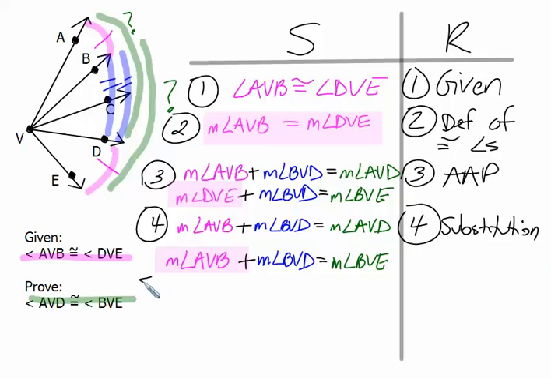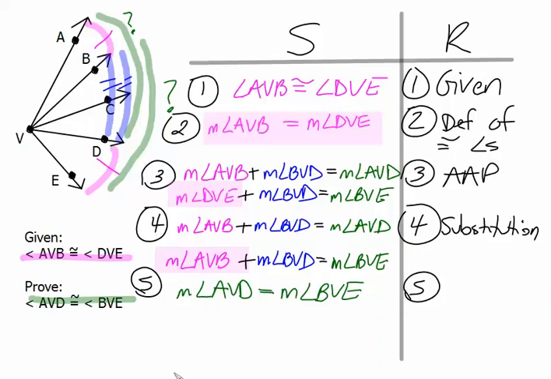Now here comes that key part of this proof again, and it pops up in a lot of geometry proofs. The two left-hand sides are exactly the same. So what we're basically saying is the measure of angle AVD is equal to this, and this is equal to the measure of angle BVE. Therefore, the measure of angle AVD has to equal the measure of angle BVE.